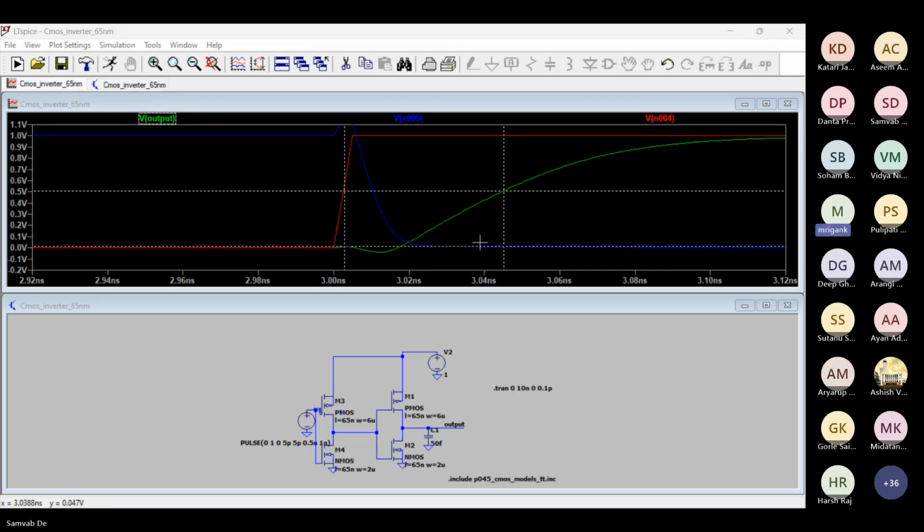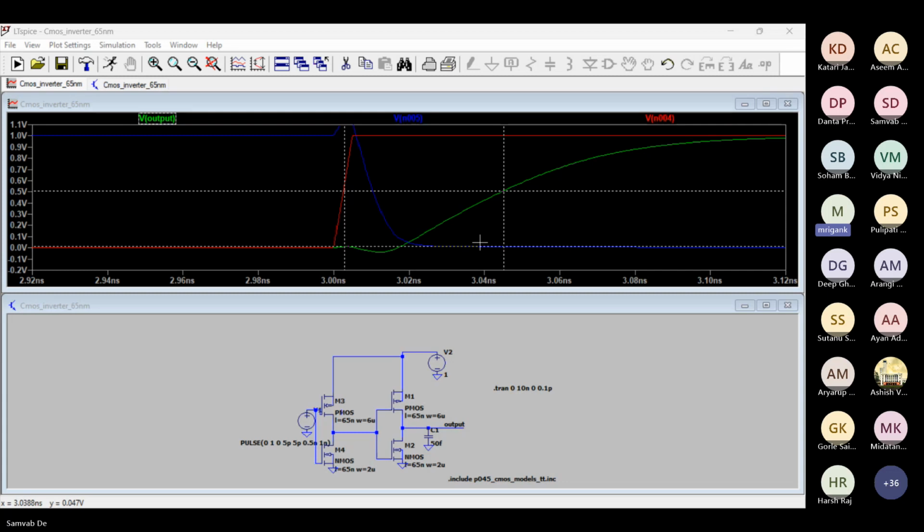Any question before we conclude this? There are a lot of other details regarding the inverter that we need to discuss, but from this simulation point of view, at least delay calculation, rise time, fall time calculation, even power consumption, whatever we are doing right now, we can calculate. I think there's a calculator option.